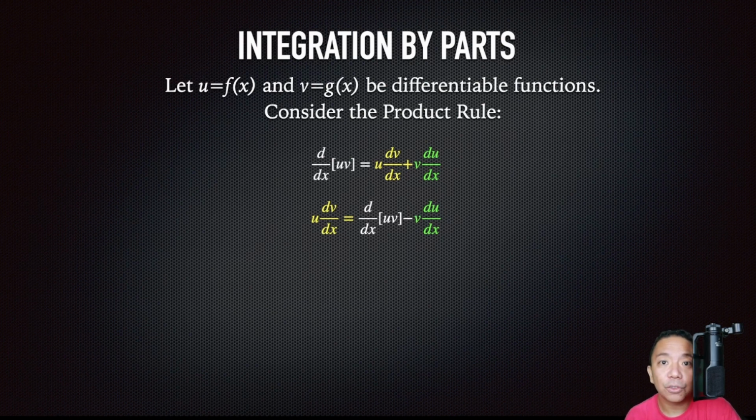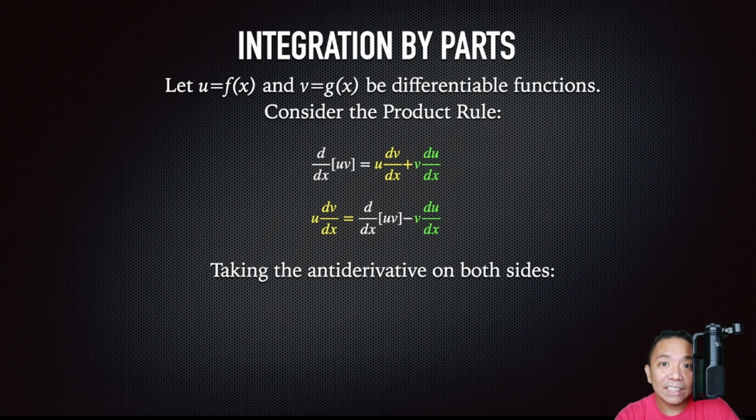And the presence of all those differentials should give you a hint kung ano yung gagawin natin next. And that would be to take the antiderivative of both sides of the equation. Then we'll have the integral of u dv equal to the integral of d(uv) minus the integral of v du.